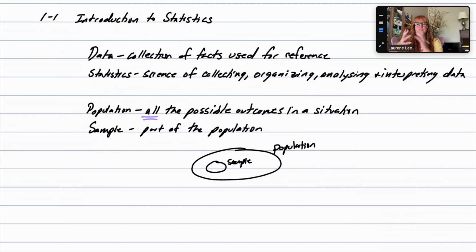Now, there's lots of different samples. If you go back to the Venn diagram, we can have lots of these circles in here. There's lots of different samples, and some of them might even overlap, like maybe one sample has some people that are in common with a different sample. How you choose your sample dictates how good of a representation it is for the population.